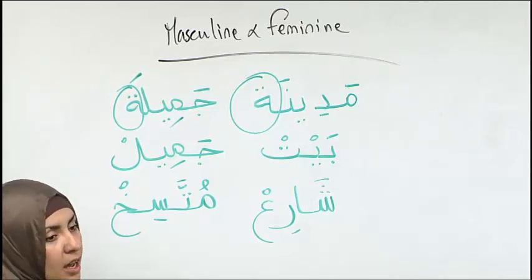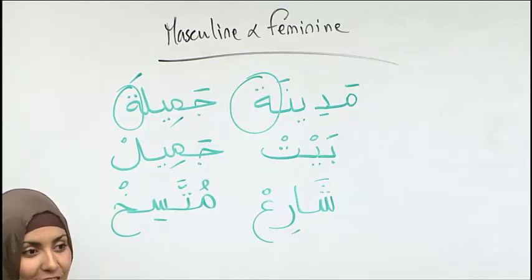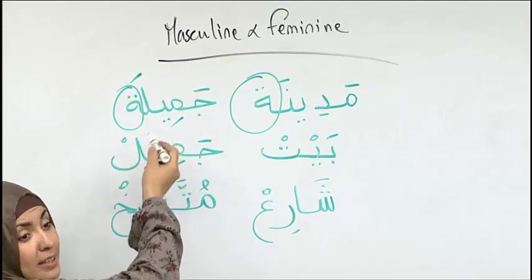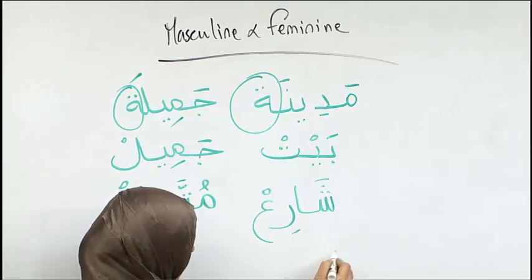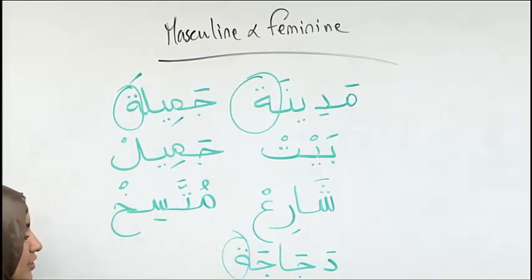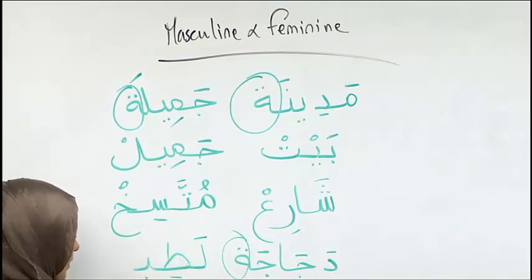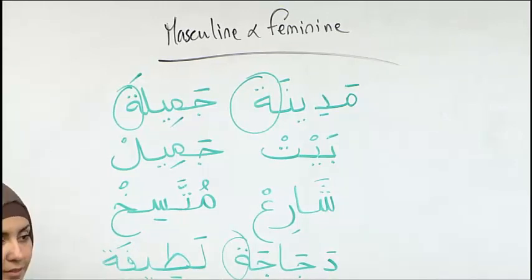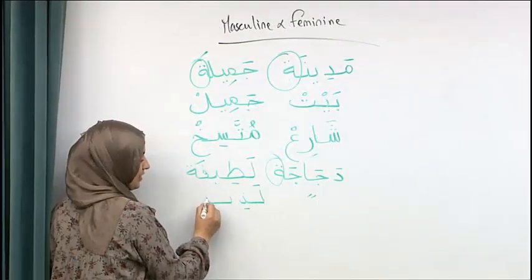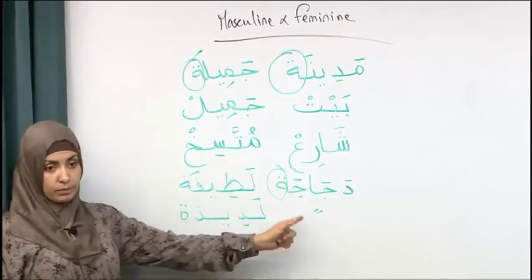Okay? Let's say I want to describe a chicken. It could be cooked chicken, it could be delicious, it could be big chicken. Cute, okay. Can you use the same adjective, jamila? So dajaja, is dajaja feminine or masculine? Feminine. Dajaja jamila, or let's say nice, like kind: dajaja latifa. Or are you talking about cooked chicken? Dajaja ladhida, delicious. Any adjective you add to describe the noun agrees with the gender of the noun.